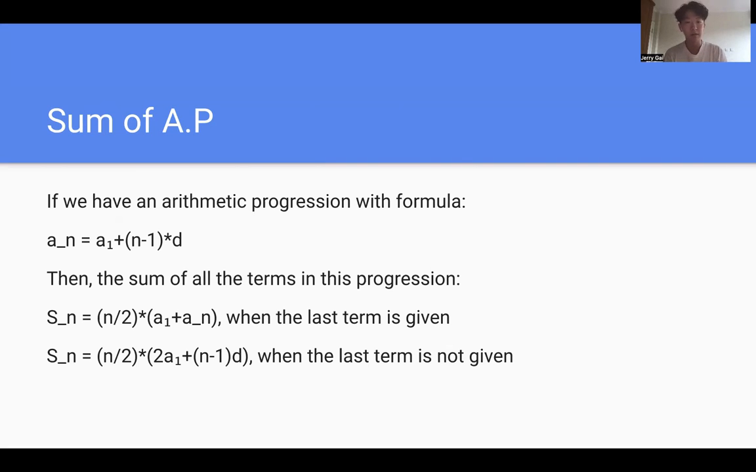But when the last term is not given, you can also calculate the sum by Sn is equal to n/2 multiplied by (2a1 plus (n minus 1) multiplied by d). You need to memorize these formulas in order to solve questions.